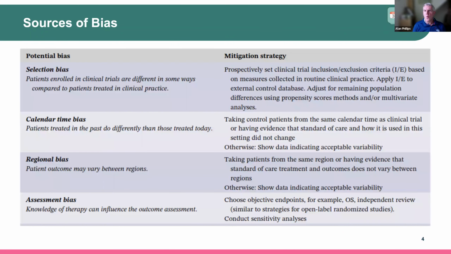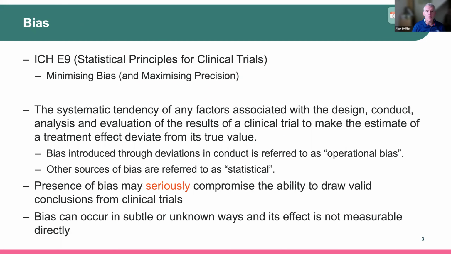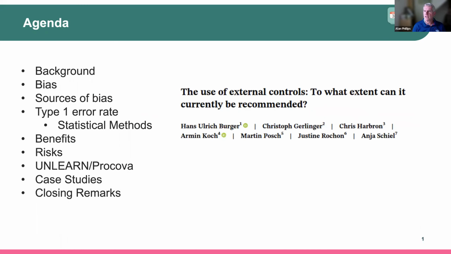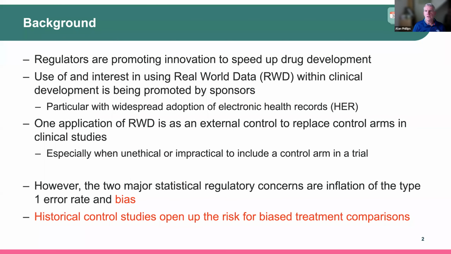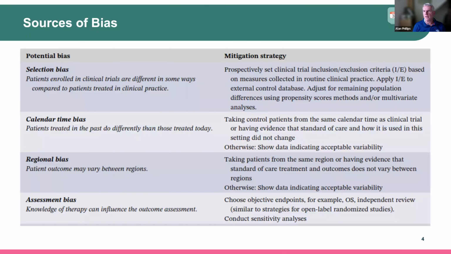So where might bias occur? Now, I want to also acknowledge, I forgot to acknowledge on the first slide, that some of the material is taken from the paper on the use of external controls, certainly in the early stage, although the case studies are coming from a different source. So I wanted to at least acknowledge that. And this is one of the things I've just taken straight from that paper.